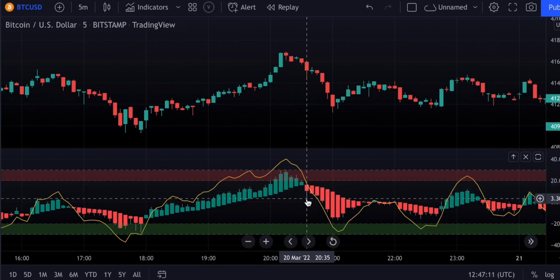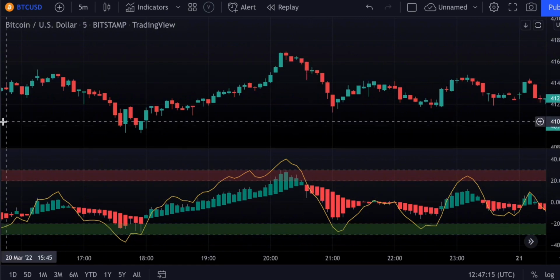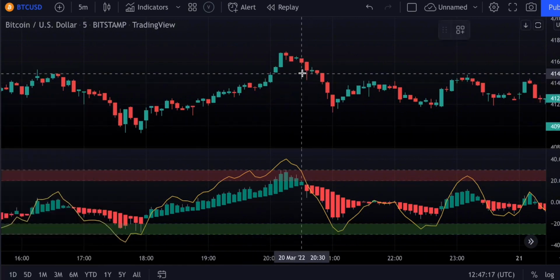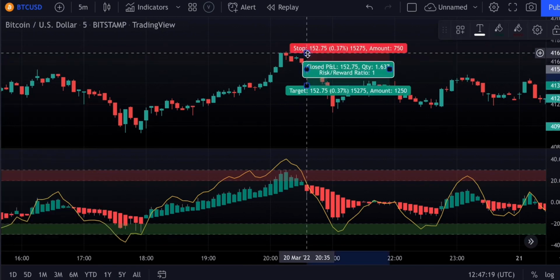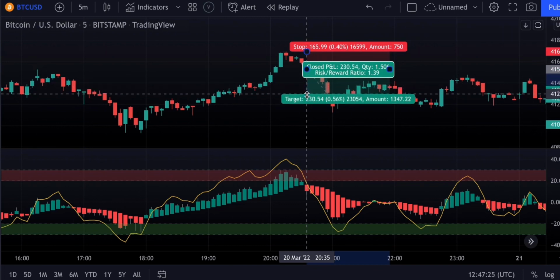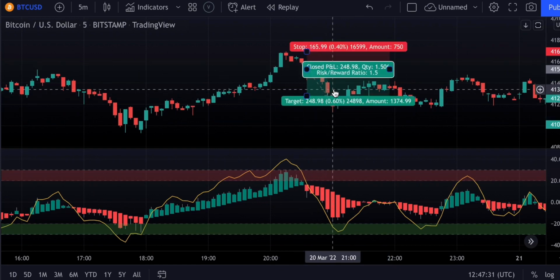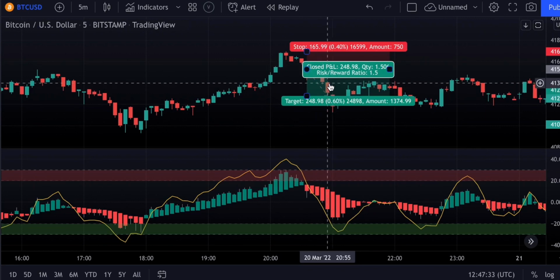So in this example, we would have entered a short trade on this bearish candlestick, and we would have set our stop loss at the recent swing high. And we would target 1.5 to 1 risk to reward ratio. There we go. We see the price went in our favor and we just hit our first take profit.